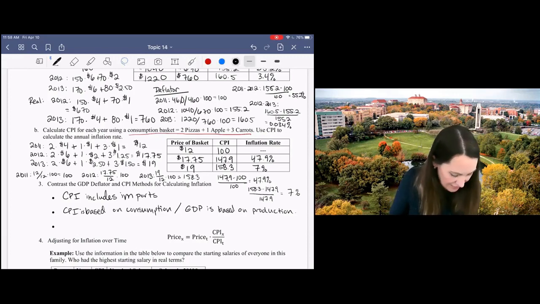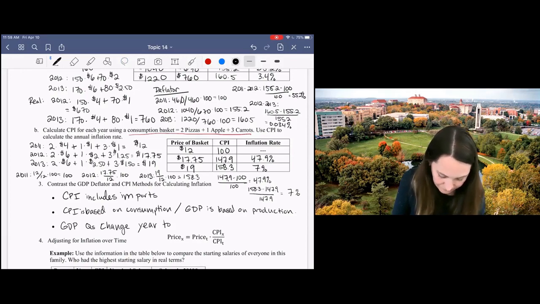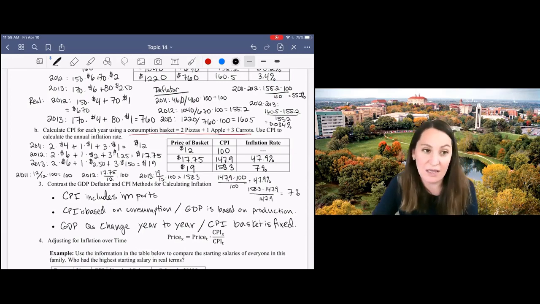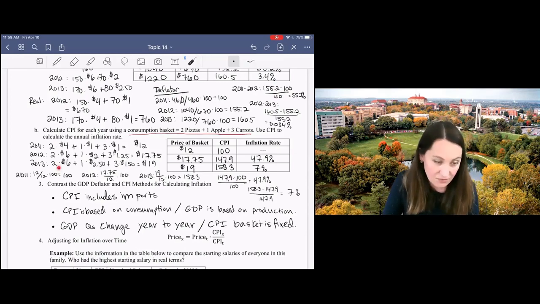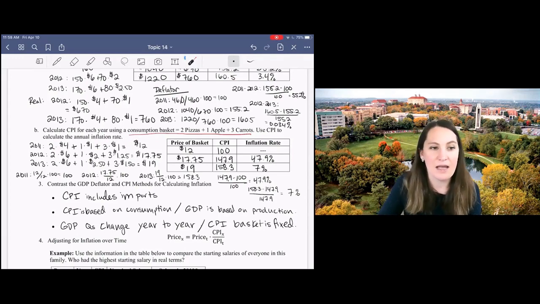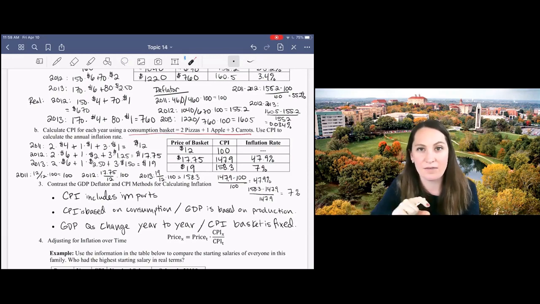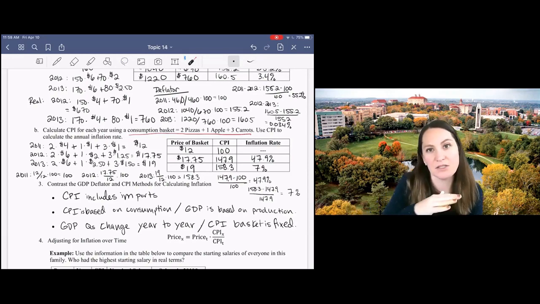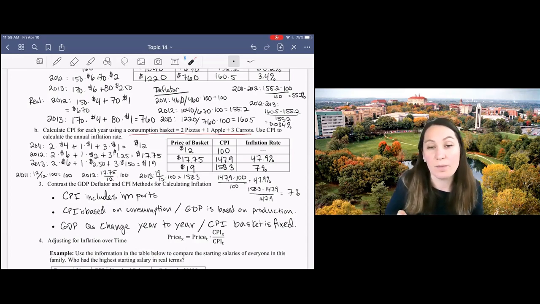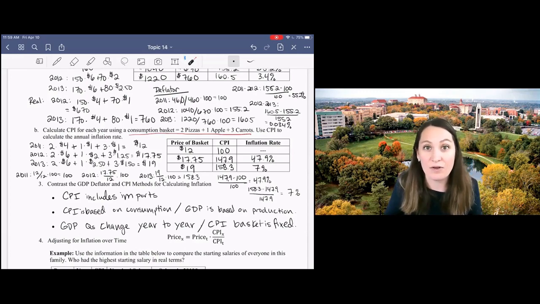The last thing is that the GDP quantities change year to year, whereas the CPI basket is fixed. When we calculate CPI, in every year I'm using the same quantities: 2 pizzas, 1 apple, 3 carrots. In our GDP calculation, every year I weight the prices of every good a little bit differently based on changes in what's actually being produced. In the next video, we're going to see how we can use CPI to compare the changes in the real value of goods over time.